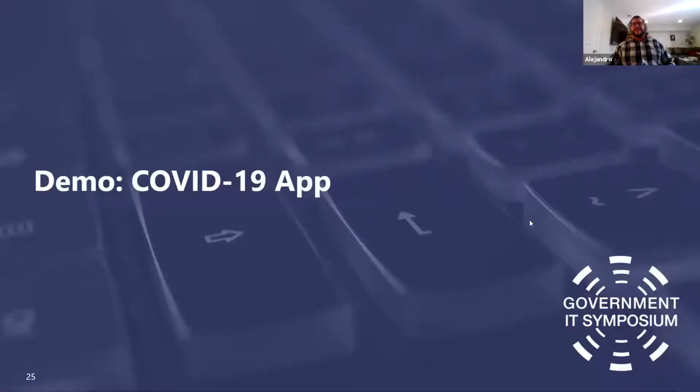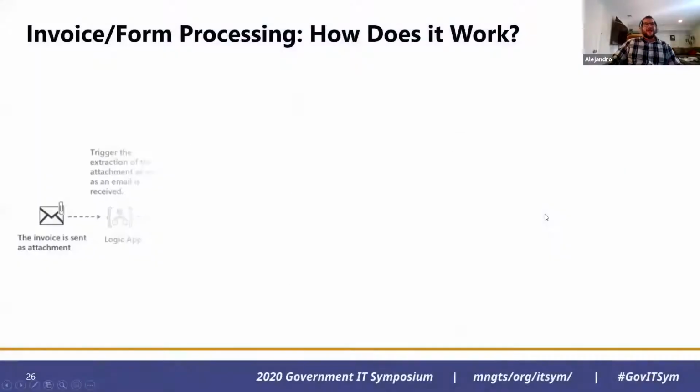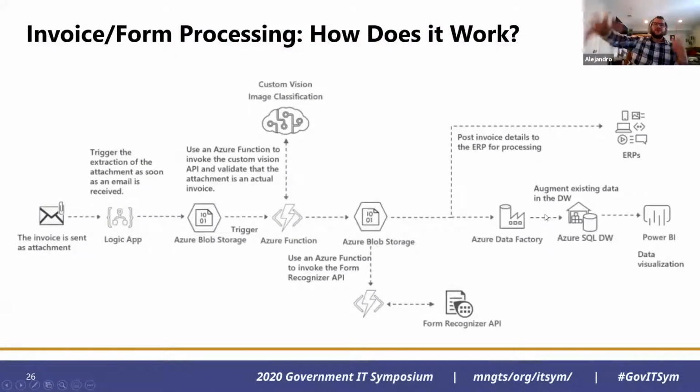Let me jump back into my deck here, and I want to showcase some logic around this. For instance, let's think about invoice/form processing. And with Azure Blob Storage and the Power Platform, it can actually detect forms and do form recognition. This is where you have that email that comes in. Maybe it's an invoice, and we'll take that example. And we have an invoice that comes into my email.